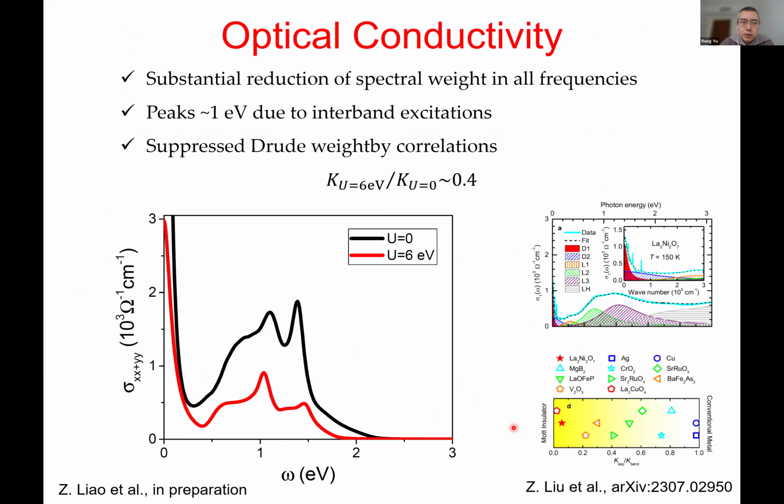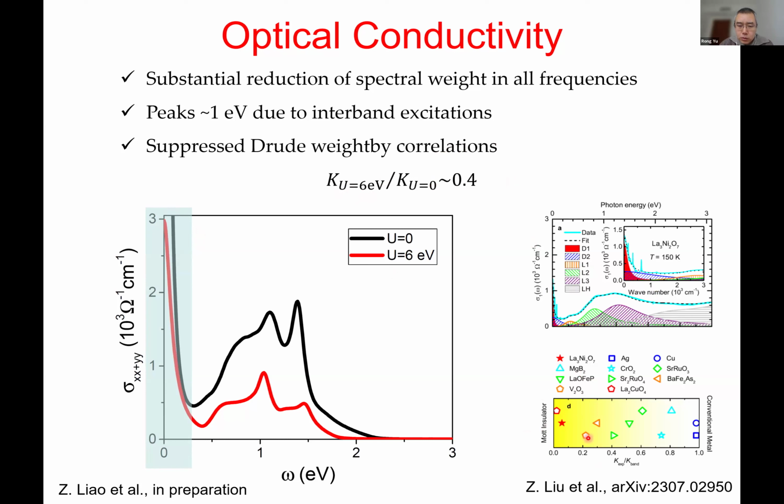And then I will briefly discuss the connection to the optical conductivity measurements. Here I show our calculated optical conductivity with the XY in-plane polarization. We see that with the electron correlation, the spectral weight at all frequencies is suppressed. Around 1 electron volt, we observe several peaks, which are consistent with the measured ones. In particular, at low frequencies, we see a suppressed Drude weight, corresponding to the kinetic energy of the electrons being reduced by a factor of about 60%. But this value is still much larger than the observed value.